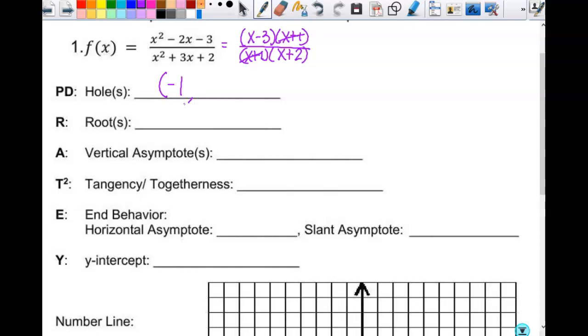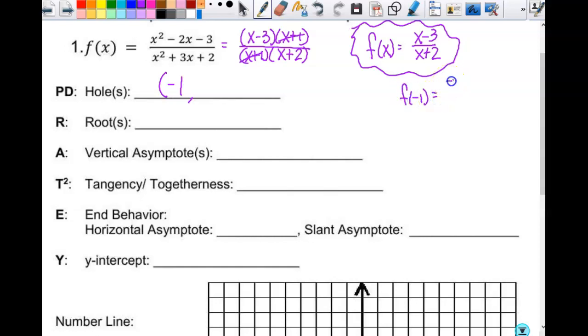Okay? Once I've canceled it, the only thing you do before you cancel out is find the holes and find the domain, because the only thing that's going to affect your domain is the holes and the vertical asymptotes. So then my reduced function f of x equals x minus 3 over x plus 2. This is my reduced version, and that's what we use for everything else. Okay, make sense? So then I can find f of -1. That's equal to -4 over 1, so it's -4.